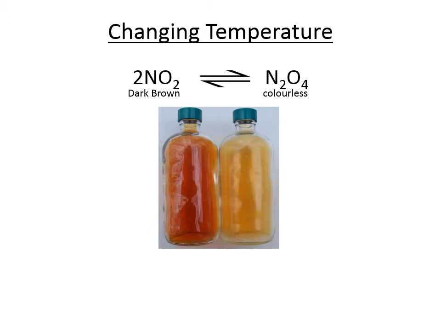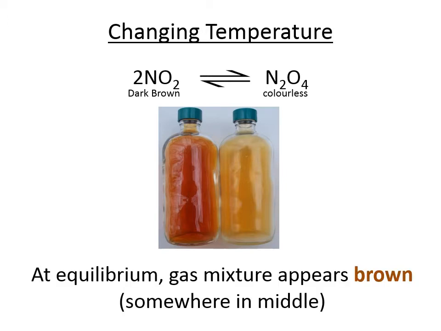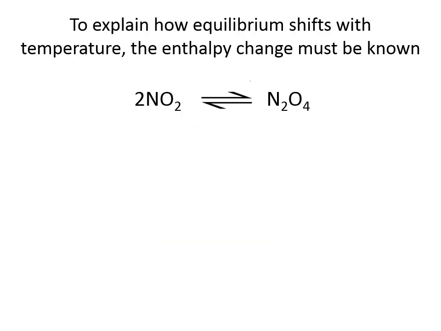And we use this spectrum of brown to work out where the equilibrium is sitting at any given time. So it's kind of somewhere in the middle of the colourless and brown. To explain how equilibrium shifts with temperature, the enthalpy change must be known. This makes sense. We know that every reaction has an enthalpy change. It is either exothermic or endothermic. If it's exothermic, it's going to release heat to the surroundings. If it's endothermic, it's going to take in heat from the surroundings, cooling it down.